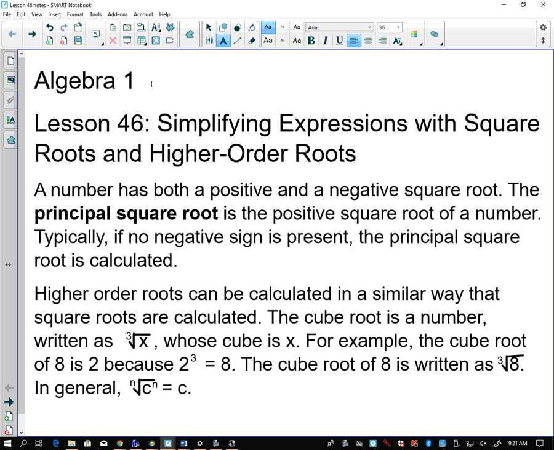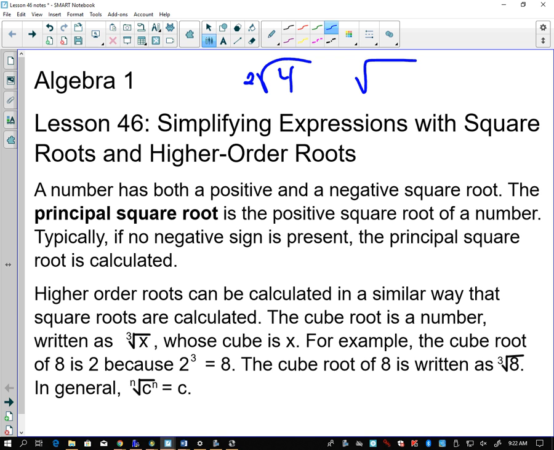So higher order roots can be calculated in a similar way that square roots are calculated. The cube root of a number is written with a 3 out front. You'll notice that a square root doesn't have a number in front of it. It's implied when we have something like this. We know because there's no number out front that the number there is a 2. So we don't have to write the 2. If there's no number there, it's understood that it's a square root. But this symbol by itself is just a root symbol. The radicand is, I believe, the specific term for it. So with nothing there, it's implied that it's a 2.